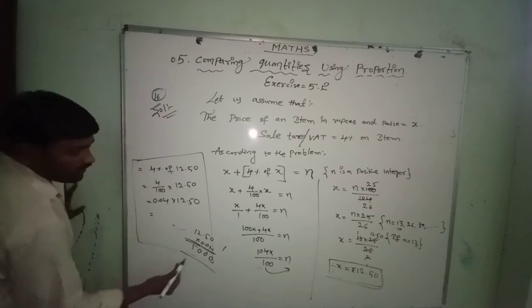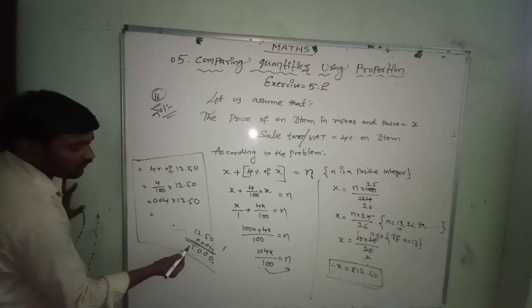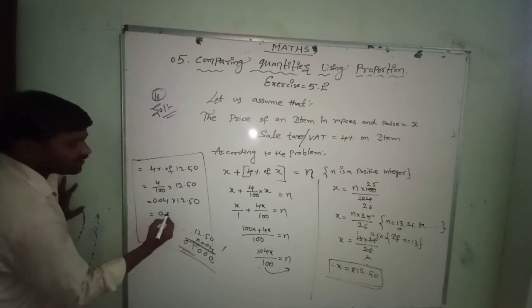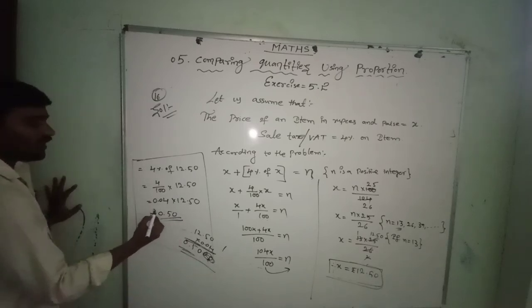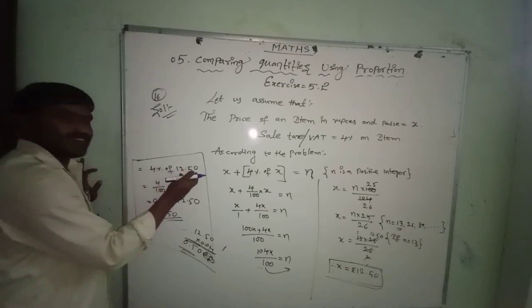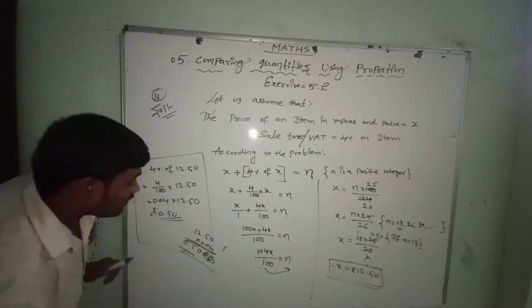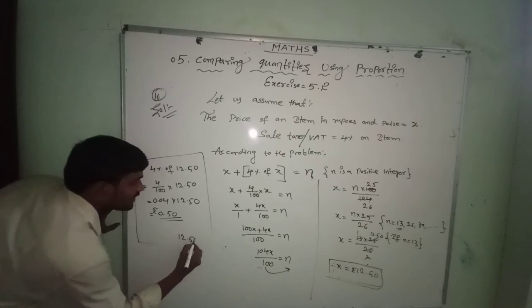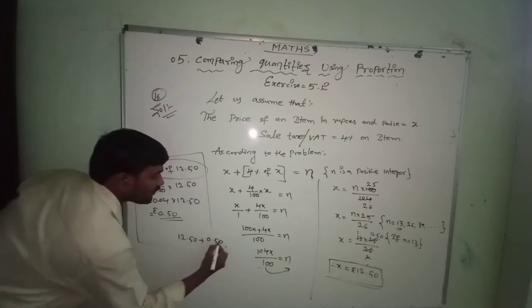So count the decimal digits: 1, 2, 3, 4. There are 4 decimal digits now. That is nothing but 0.50 only. These zeros are not calculated, only rupees we are calculating now. That means 50 paisa. The 4% of 12.50 will be 50 paisa. Actually, we paid 12 rupees 50 paisa plus the 4% of 12 rupees 50 paisa, which is only 50 paisa.